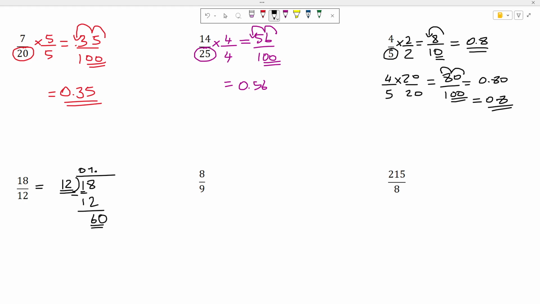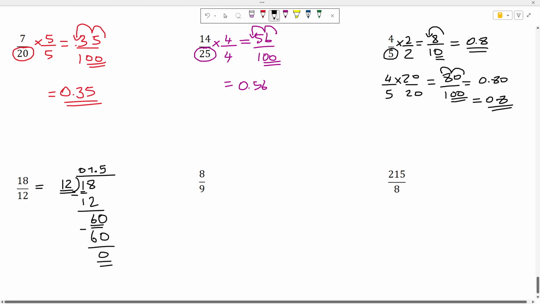Now we know that 12 times 5 is equal to 60. 60 minus 60 is going to give us 0. Therefore, 18 over 12 is equal to 1.5.